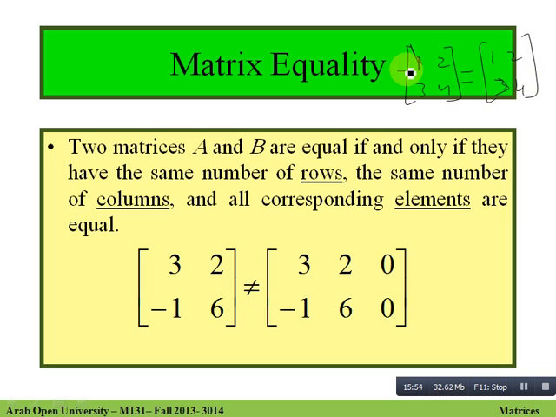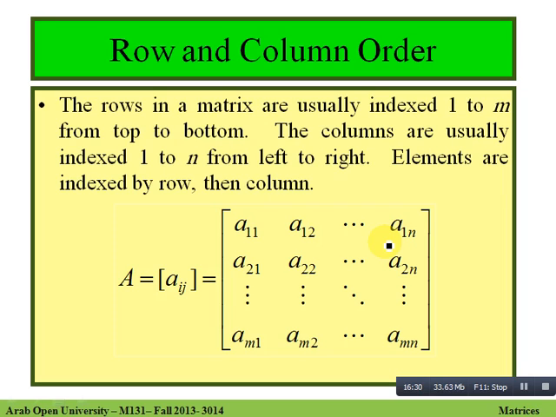Why? Because this has 2 rows and 2 columns, and that has 2 rows and 2 columns, and their elements, the first element is the same, second the same, third the same, fourth the same. The corresponding elements are the same, so we say these two matrices are equal. If not, then the matrices are not equal, as in this example. This is not equal because one has 2 columns and the other has 3 columns. Even though the rows are 2 in both, the columns are 2 in the first matrix and 3 in the other, so these two matrices are not equal.